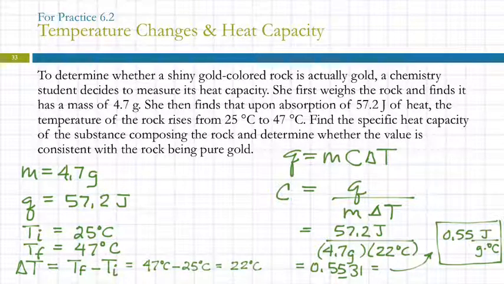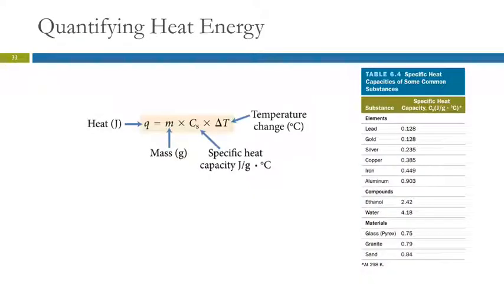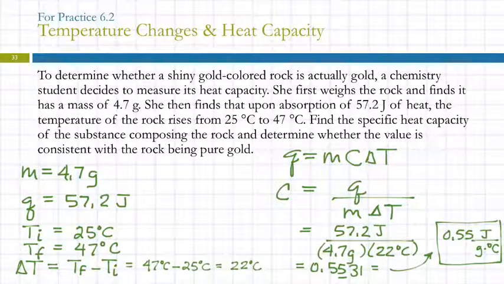Is it gold? Well, we have to look. We go to the table, and we find gold. And gold has a specific heat capacity of 0.128. Is this gold? Not a chance. So, not gold. Any questions?